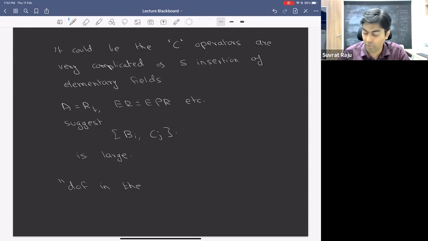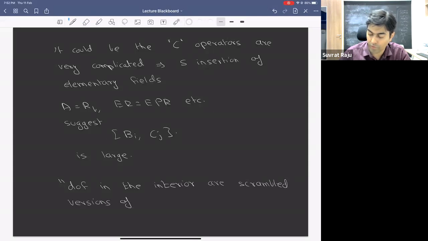So the way to say this in words is that the degrees of freedom in the interior are identified, or are scrambled versions of the degrees of freedom far away. So this is the essence of these proposals. We assumed that the Hilbert space approximately factorizes, and that led us to this assumption that these commutators are all approximately 0.